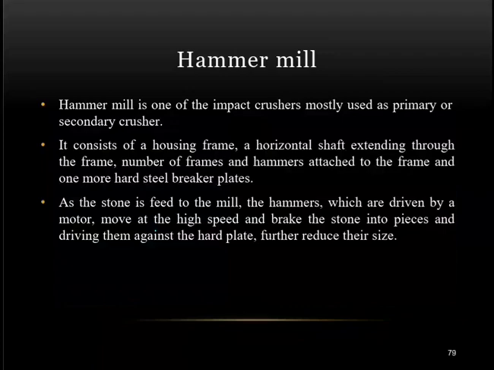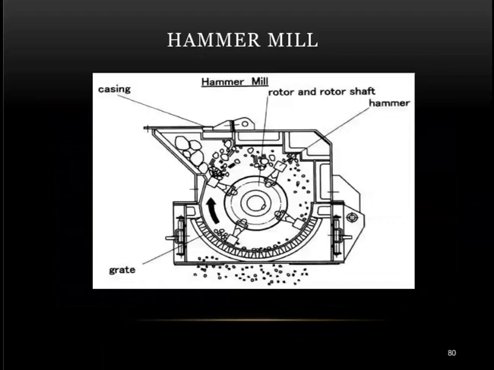Next one is hammer mill. Hammer mill is one of the impact crushers, mostly used as a primary or secondary crusher. It consists of a housing frame, a horizontal shaft extending through the frames, a number of hammers attached to the frame, and one or more hard steel breaker plates. As the stone is fed to the mill, the hammers, which are driven by a motor, move at a high speed and break the stone into pieces, and driving them against the hard plate further reduces their size. So here you can see a schematic diagram of a hammer mill.